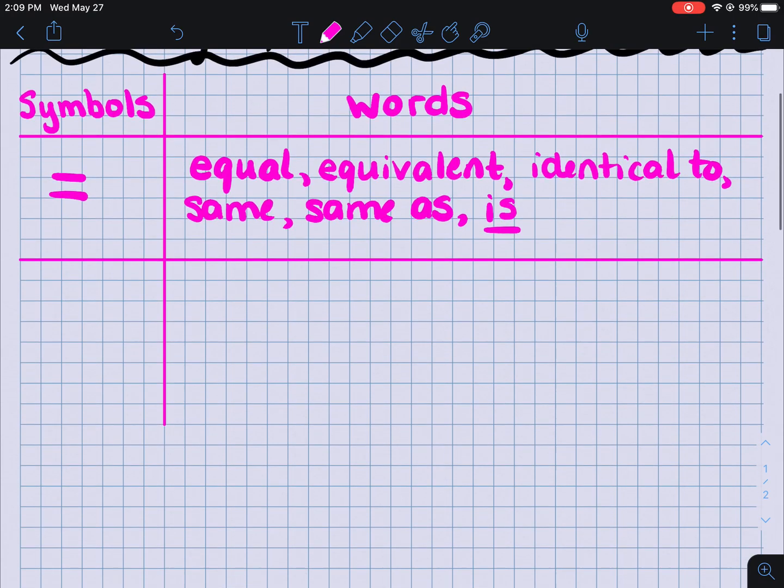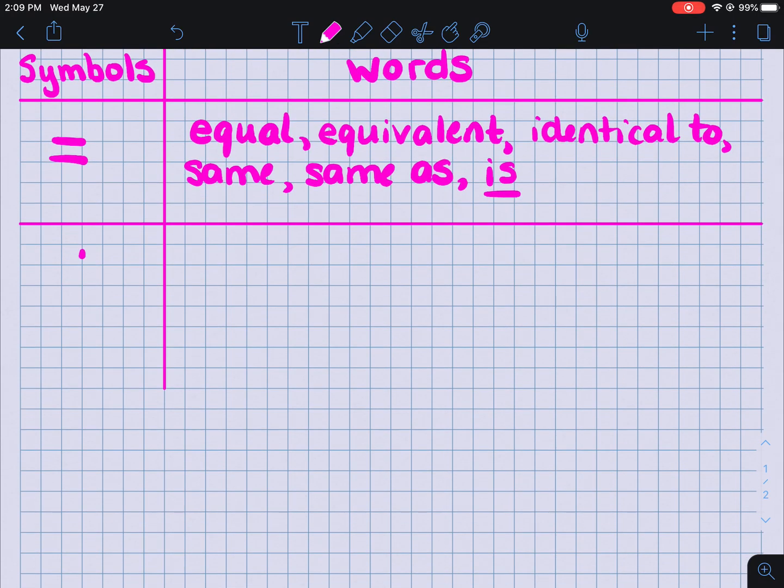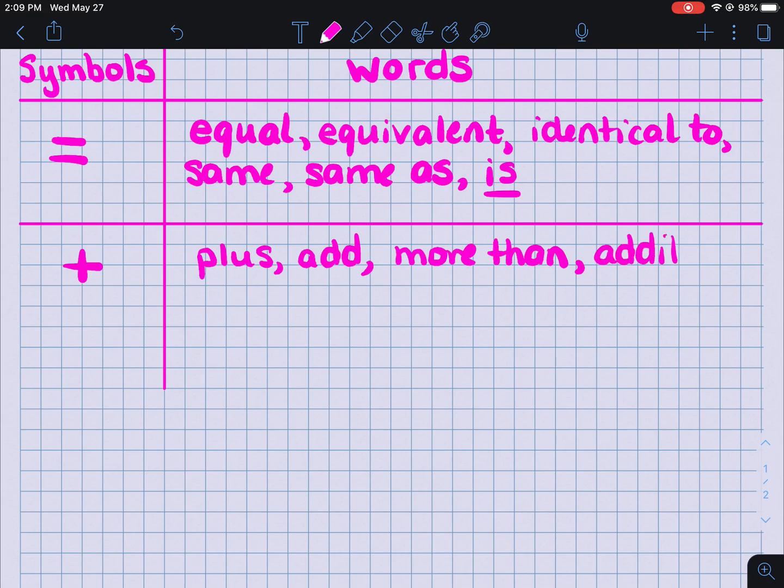Okay. Next one, plus. You've known this for a long time, so plus is the first one I'm going to say. We don't use that too much in algebra, but you might see it. Add, more than. Now you have to be careful. It just says more than. It doesn't say is more than. There's two different things, and I'm going to explain that to you in a minute. So if you see the words more than, then that's going to be addition. That's my next word, addition. And see, a lot of these you already know.